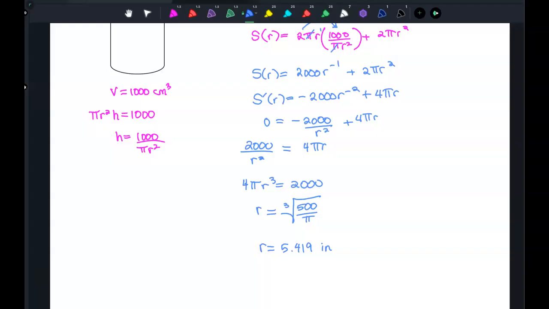Okay, so that's it. I just need to find the height. Listen, this one we could also do a quick number line.